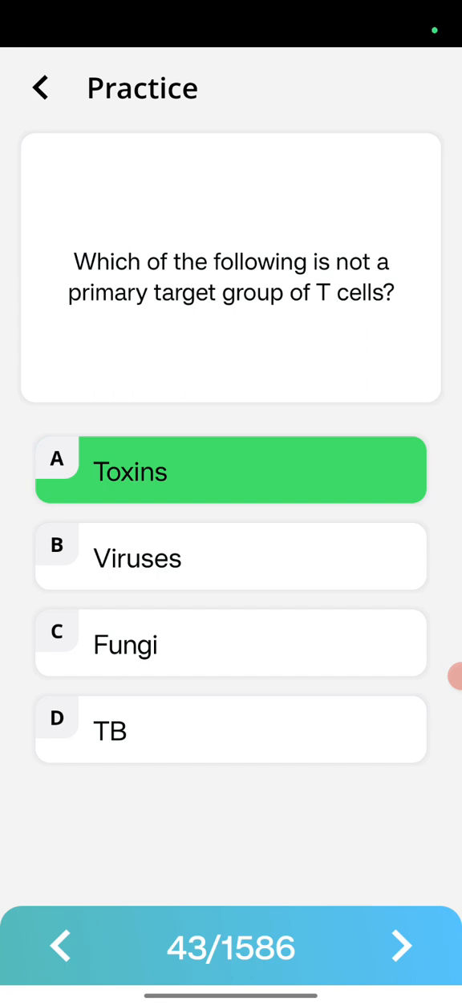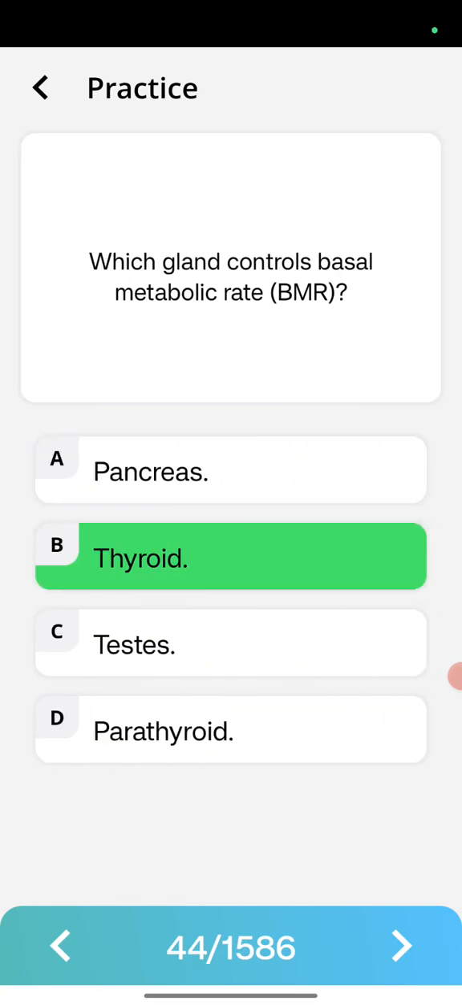Which of the following is not a primary target group of T cells? Toxins. Which gland controls vessels' metabolic rate? Thyroid.